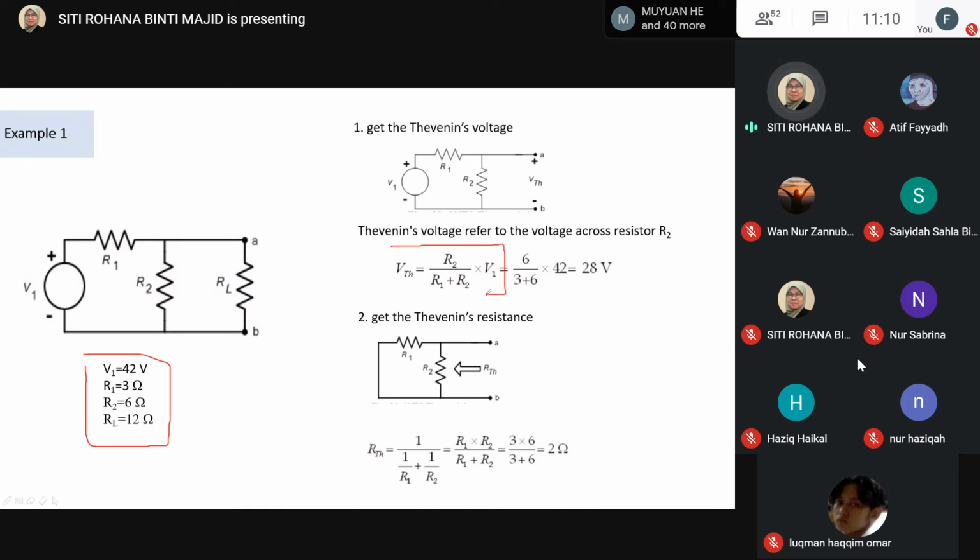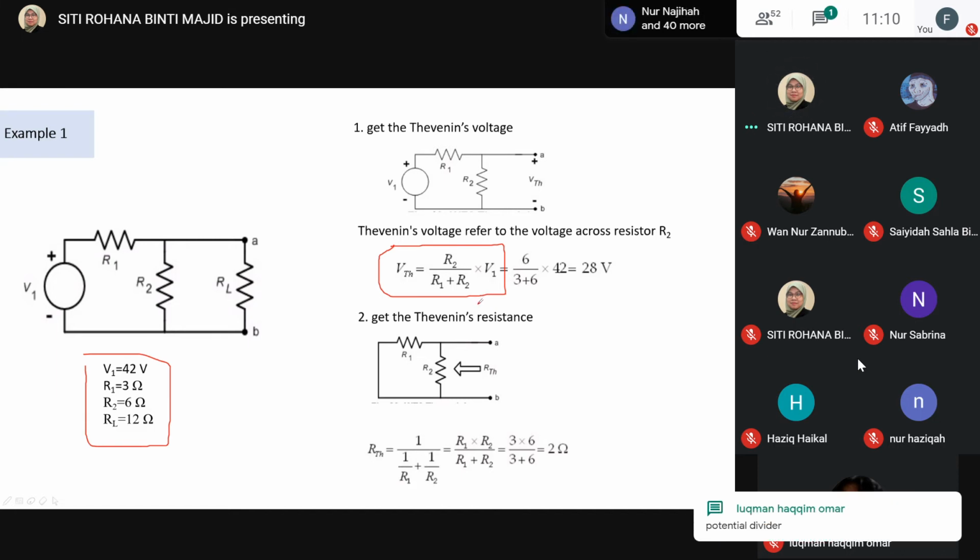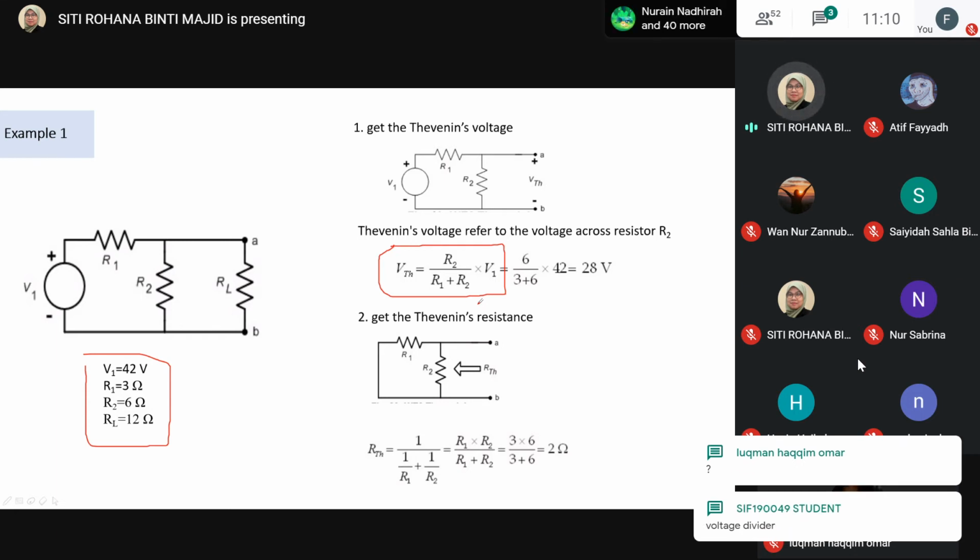So when you have these values, you should know. Anyone know why we use this formula? Why we write this calculation? Why R2 over R1 plus R2? Correct? Potential divider. Correct?